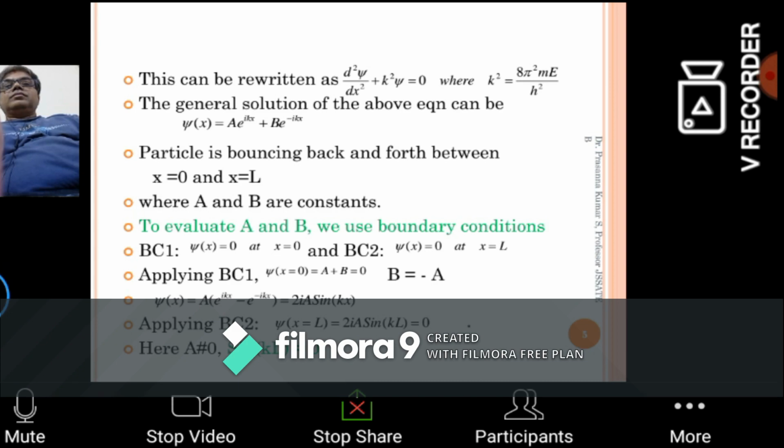In one direction, the movement of the electron in one particular direction, let us say plus x direction, it is e to the power ikx. When it gets reflected from the other side, it is e to the power minus ikx. So it is a reflected one. Now the particle is going between the boundaries x equal to 0 and x equal to L, that's how it is going there and sets up standing waves.